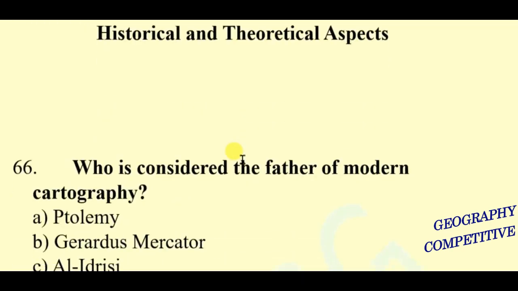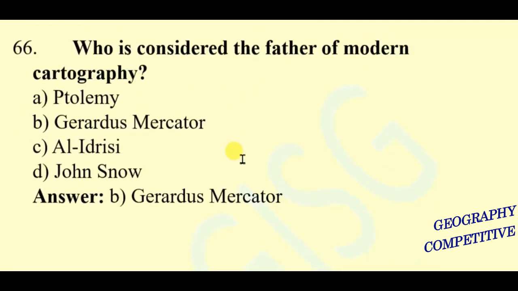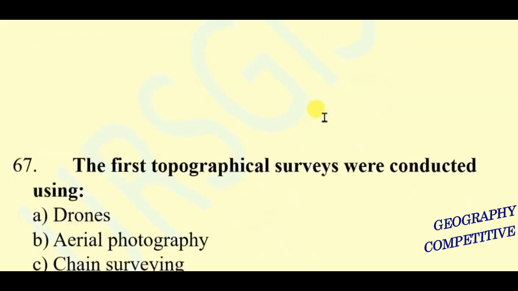Historical and theoretical aspects. Question 66. Who is considered the father of modern cartography? Ptolemy, Gerardus Mercator, Al-Idrisi, John Snow. Here the right answer will be Gerardus Mercator. On the basis of his name, Mercator projection is named, right?